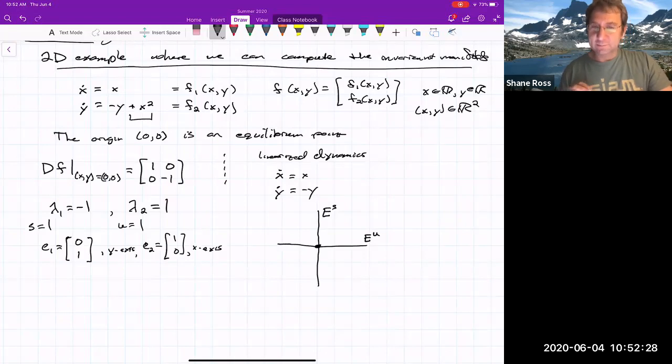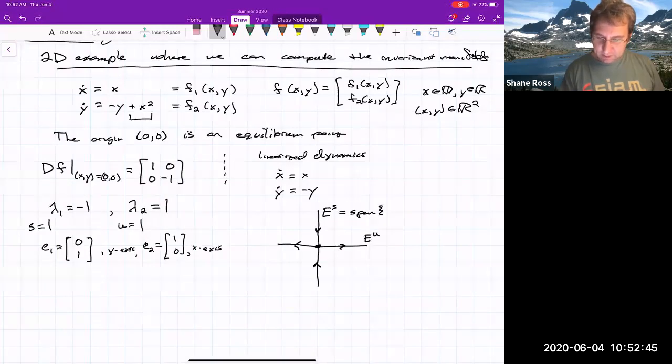So knowing that, we could put arrows on this. Okay, stable: anything that starts along ES is going to go towards the origin. Anything starting along EU is going to leave the origin, right? Because this is the span of E1, and this is the span of E2. Great.